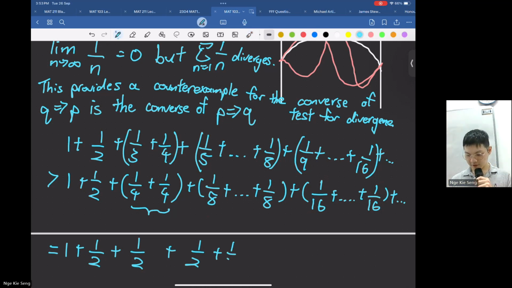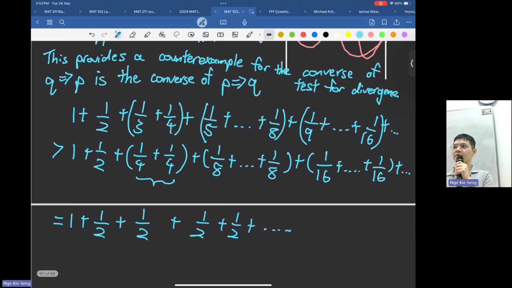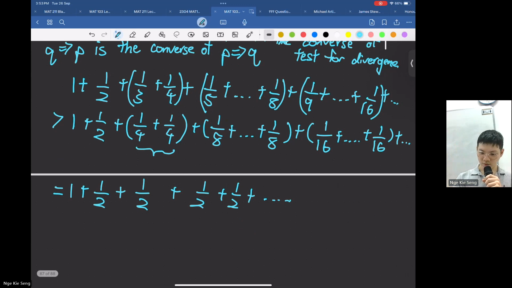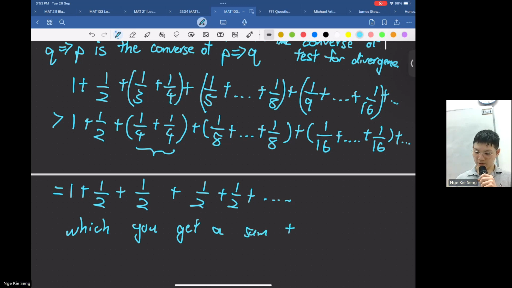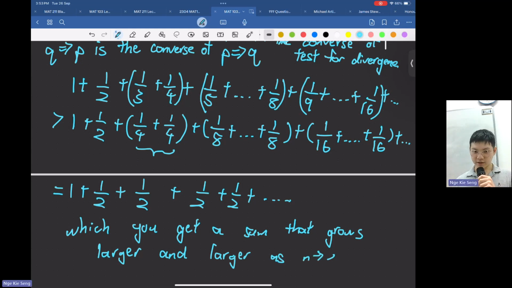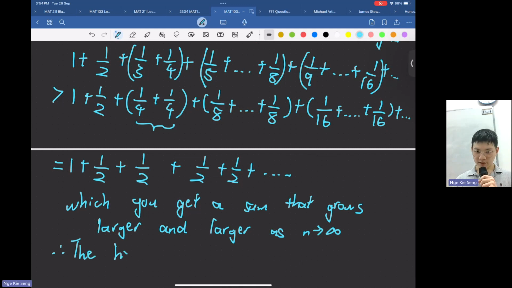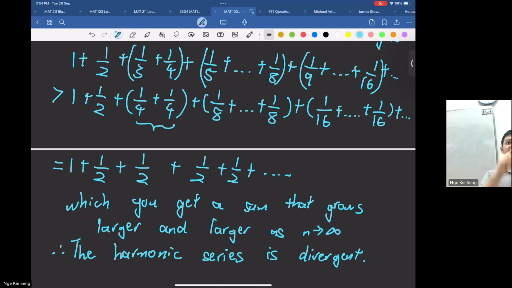So you can keep performing this operation infinitely: 1 plus a half plus a half plus a half plus a half plus a half, and so on. You will get a sum that is growing larger and larger as n goes to infinity. So the harmonic series is divergent. This is a very important example you need to know. The harmonic series diverges.